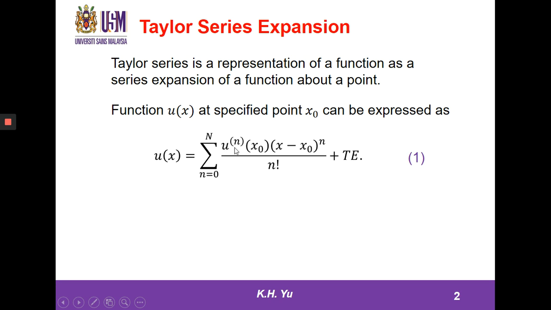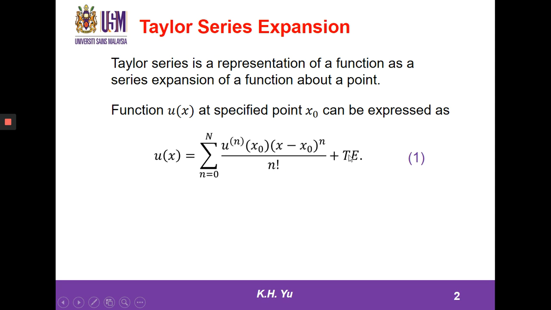There is u, n. This one indicates the order of the derivative of the function at x0. Multiplied with (x minus x0) to the power of n over n factorial.